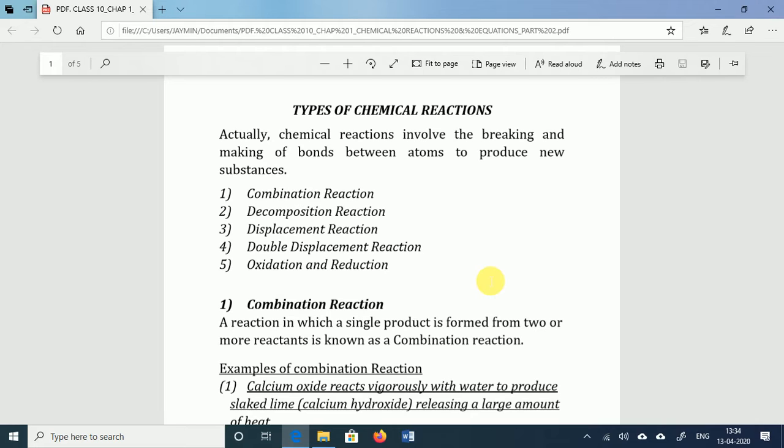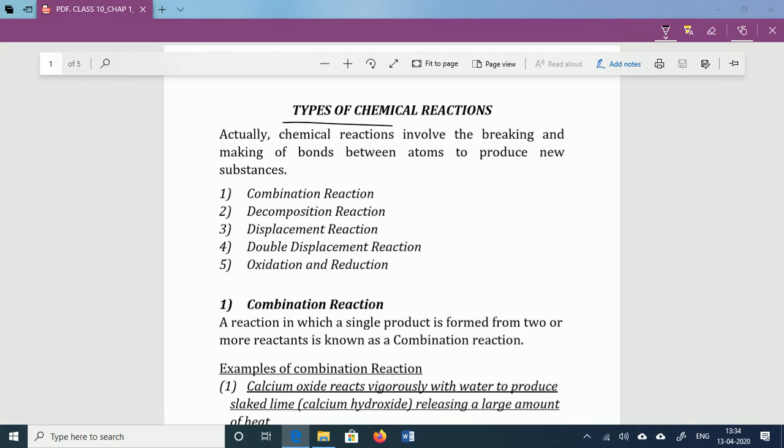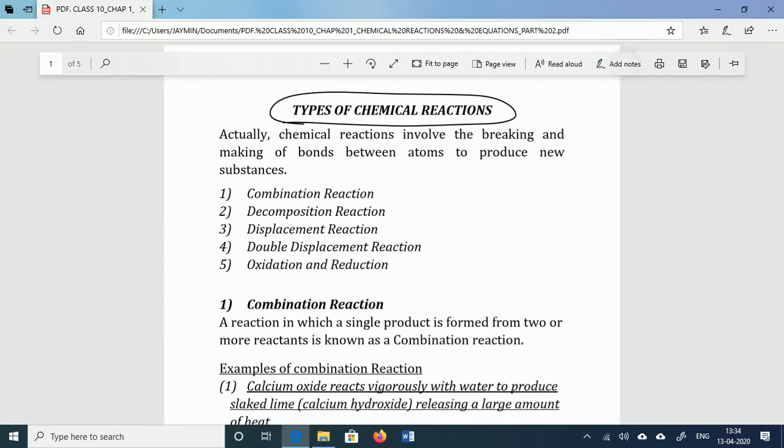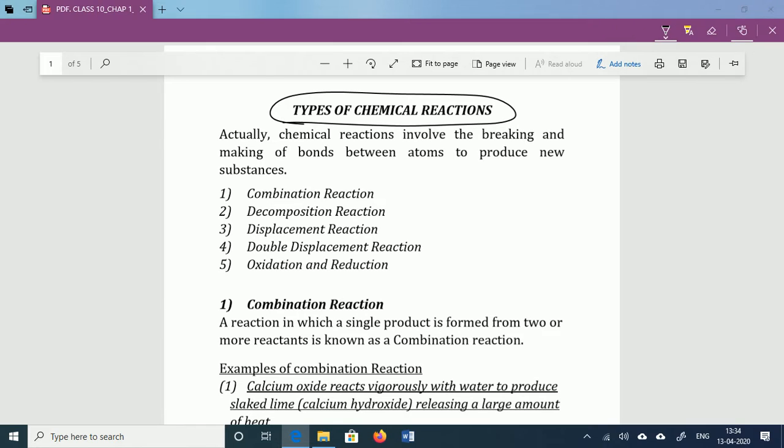Now, in today's lecture, we will discuss the types of chemical reactions. A chemical reaction occurs, but there are different types of reactions. What actually happens in chemical reactions? In chemical reactions, breaking or making of bonds occurs between the atoms. Why? Because the number of atoms remains the same on both sides in a chemical reaction.